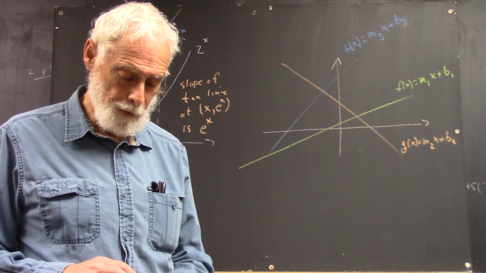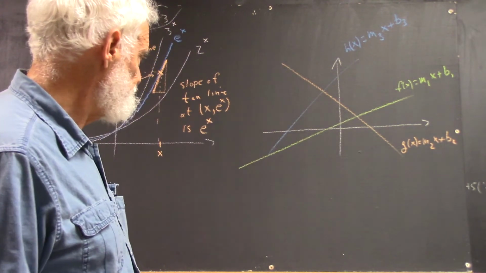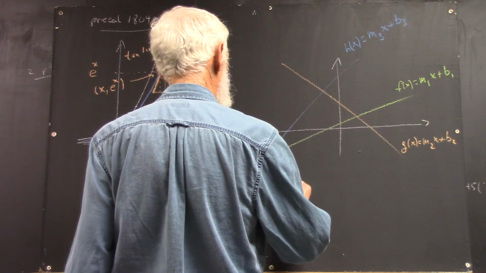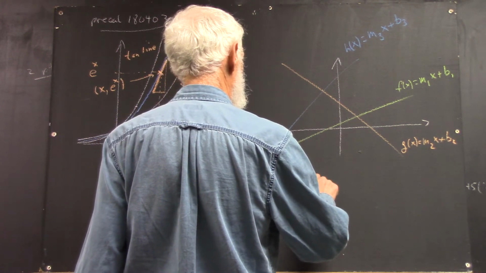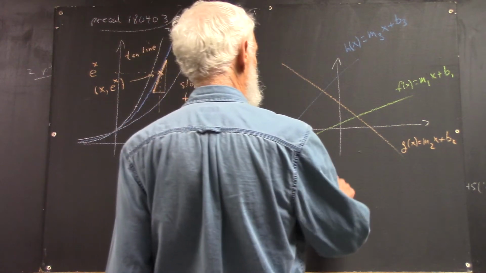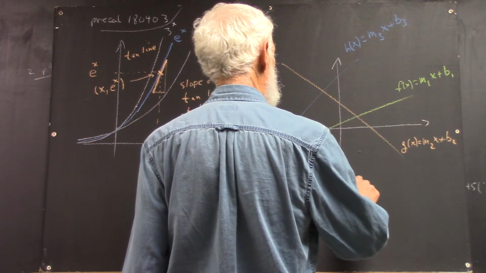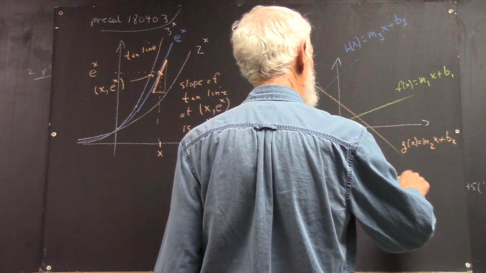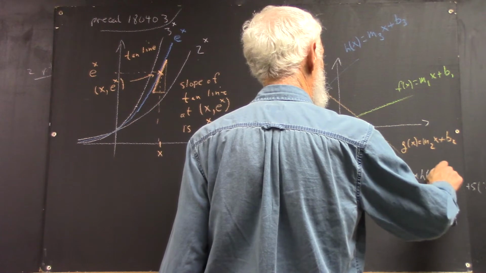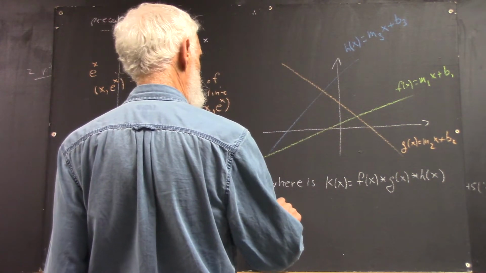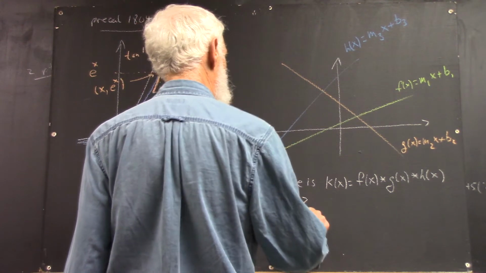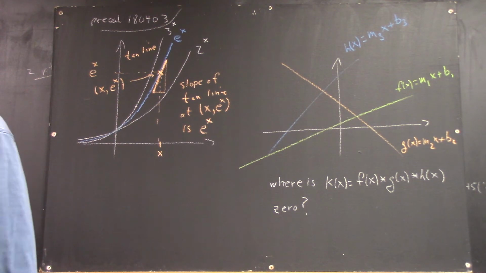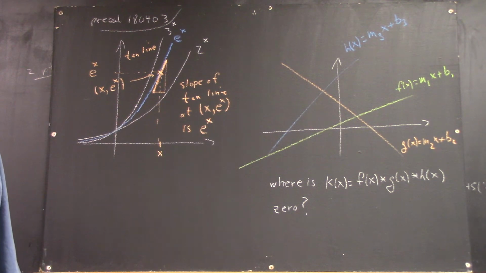Now, my question is, where is the function that I'll call k of x, equal to f of x times g of x times h of x, where's the value of that function 0?